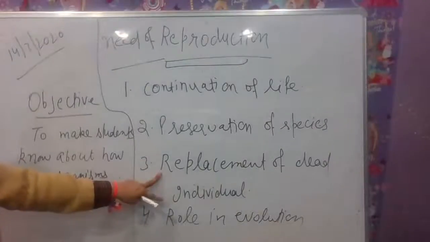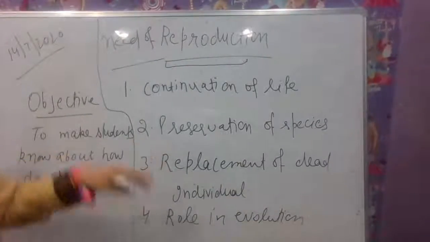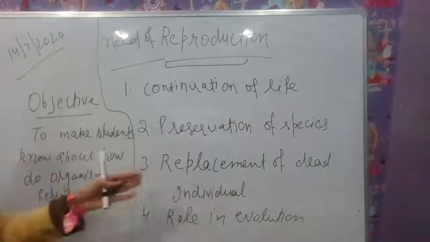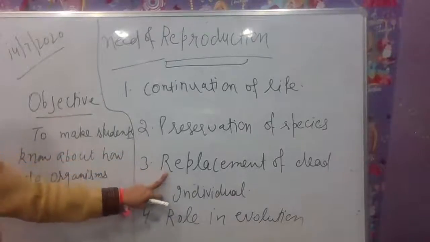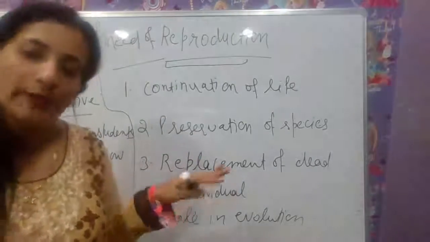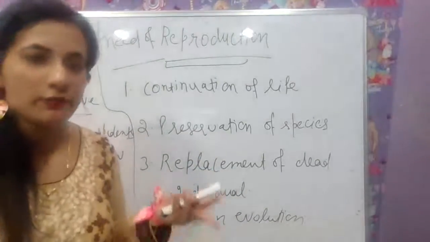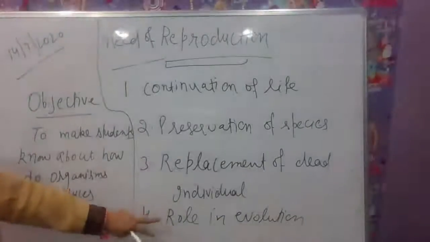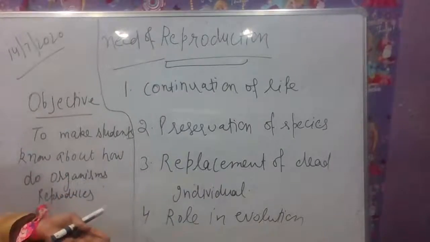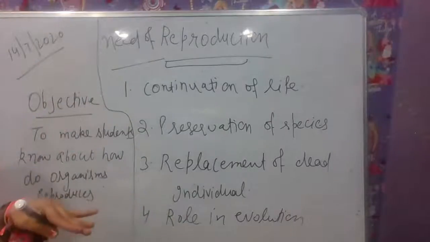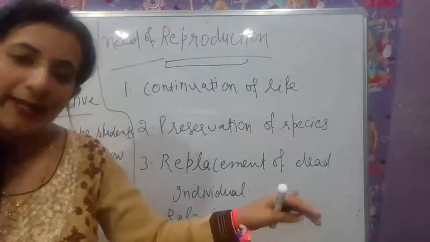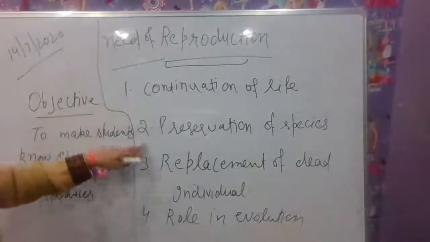Third point, replacement of dead individuals. New individuals are added to the population to compensate for the loss of individuals. Is that clear? Those who die by death, to replace them we need new individuals, which can be produced only by reproduction. Next, role in evolution. Reproduction introduces variation, and this variation is transferred to the next offspring. So it plays an important role in evolution. So this is the need of reproduction.